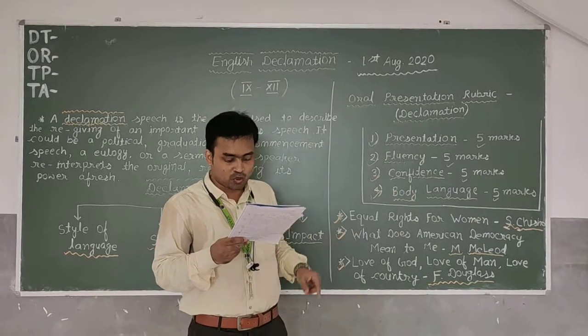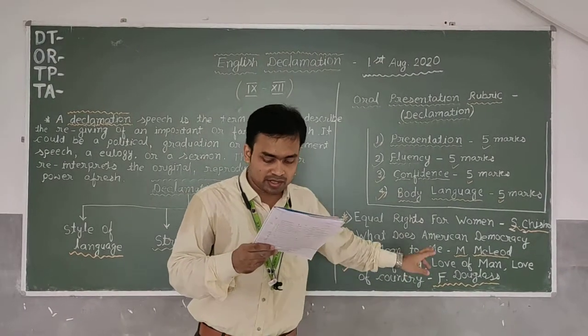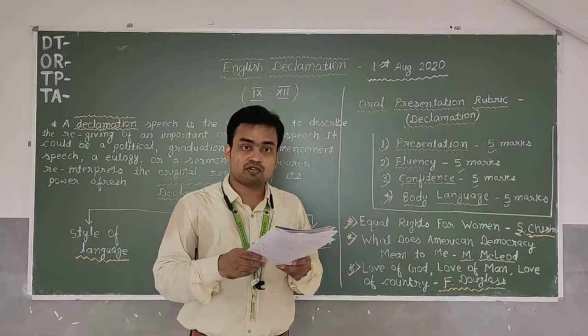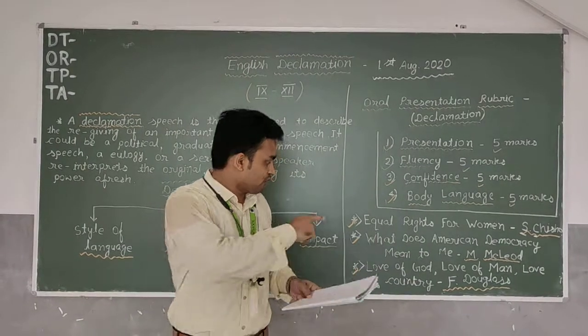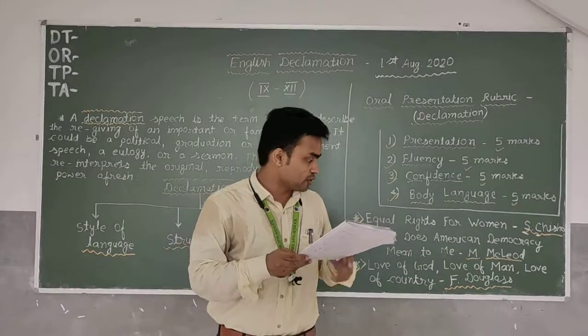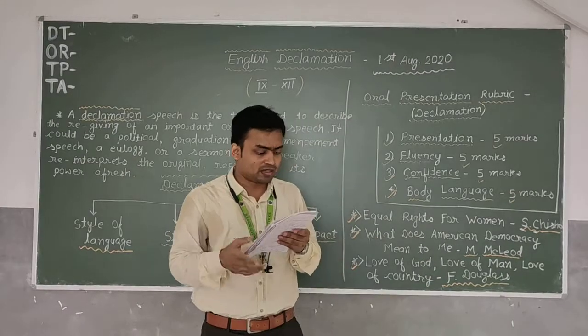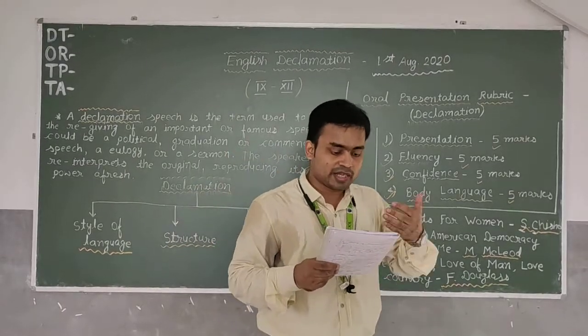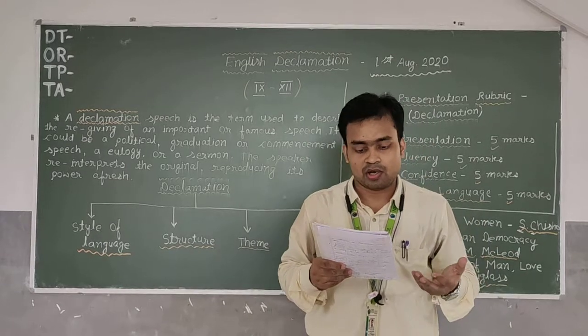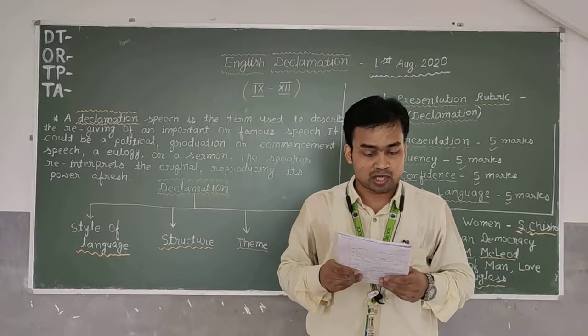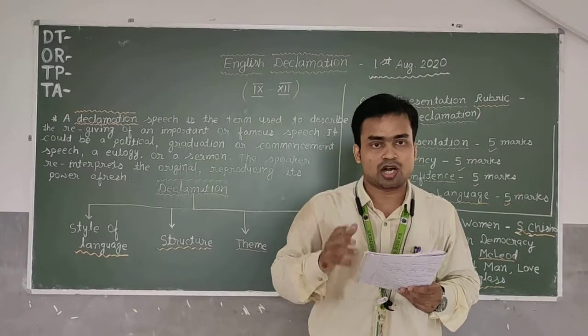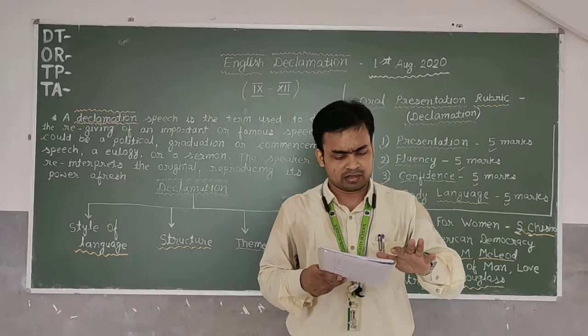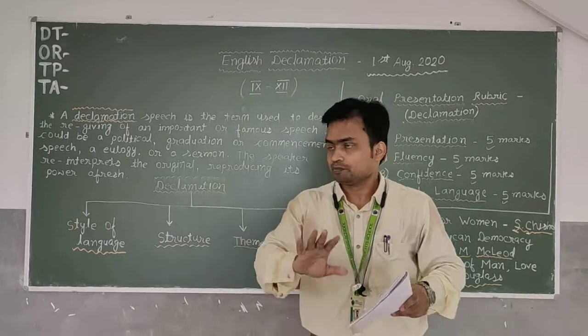The next is Equal Rights for Women, given by Shirley Chisholm, right? The next is Love of God, Love of Man, Love of Country, that was given by Frederick Douglass. One more very famous example is the Explanation of the Object of the Universal Negro Improvement Association, given by Marcus Garvey. So that's all from the example part.